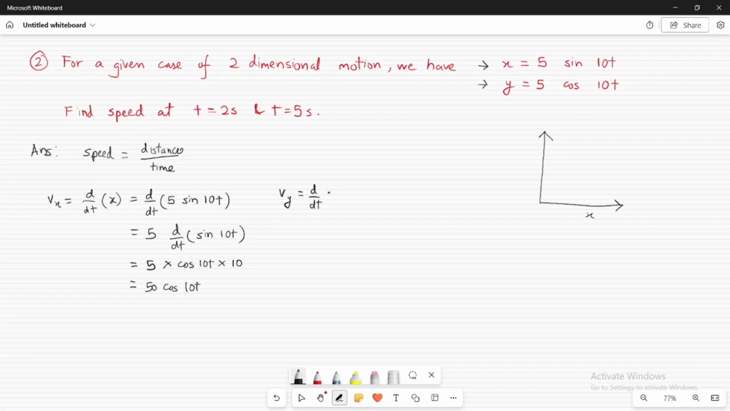Similarly, Vy equals d by dt of y. That means d by dt of 5 cos 10t, that is 5 into the derivative of cos 10t, right, minus sin 10t into 10, that is equal to minus 50 sin 10t.